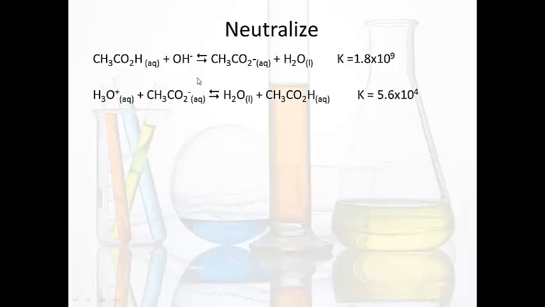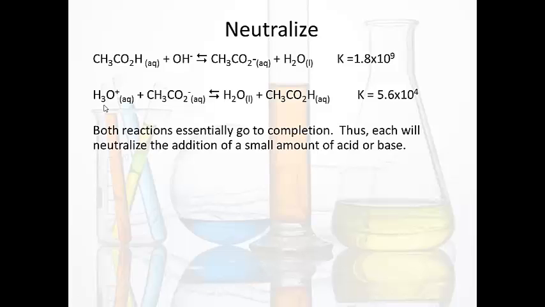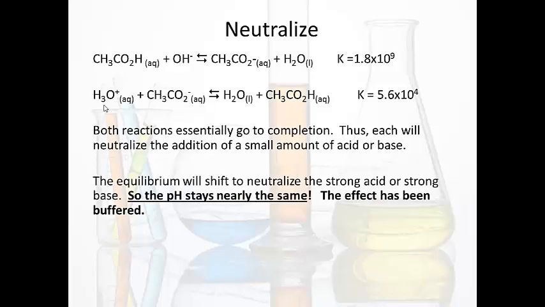Similarly, if we have excess acetate ions in the solution and we add a small amount of strong acid, the acetate ions are in excess enough to neutralize the added hydronium ions. Given that these Ks are both quite large, both of these reactions essentially go to completion and will neutralize the added acid or base. So the pH stays nearly the same. It does change a little bit, but it stays nearly the same. And the effect of the addition of this acid or base has been buffered.